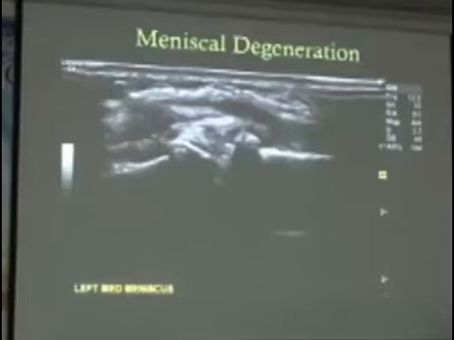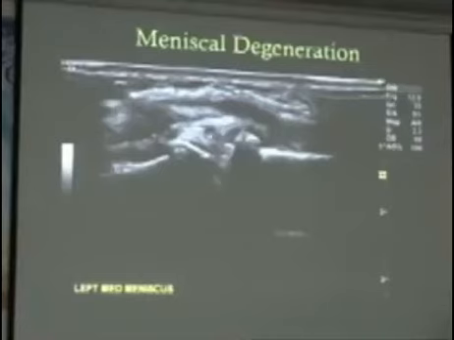So you can see this is the joint in here, and you can see that there's osteophytic lipping all within the articular surfaces of the femur and the tibia.